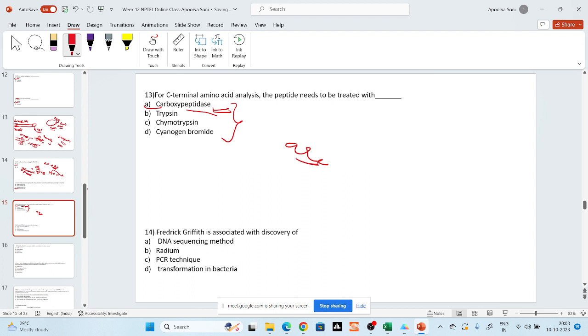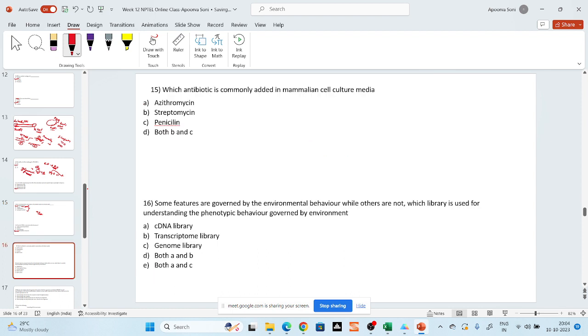Okay. Frederick Griffith is associated with the discovery of DNA sequencing method, radium, PCR technique, transformation in bacteria. Transformation in bacteria. Okay. Next question is, which antibiotic is commonly added in mammalian cell culture media? Azithromycin, streptomycin, penicillin, or both?